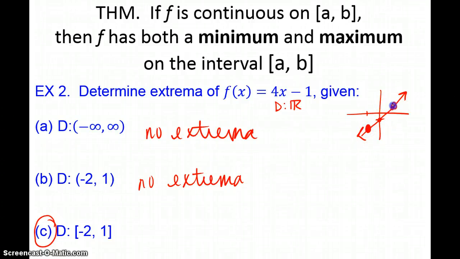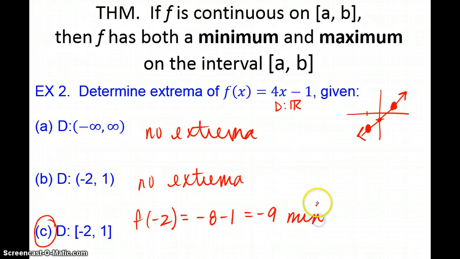When we close the interval from -2 to 1, though, f of -2, -9 would be our minimum. That occurs when x is -2. And then when we plug 1 into the function, 3 would be our maximum value.